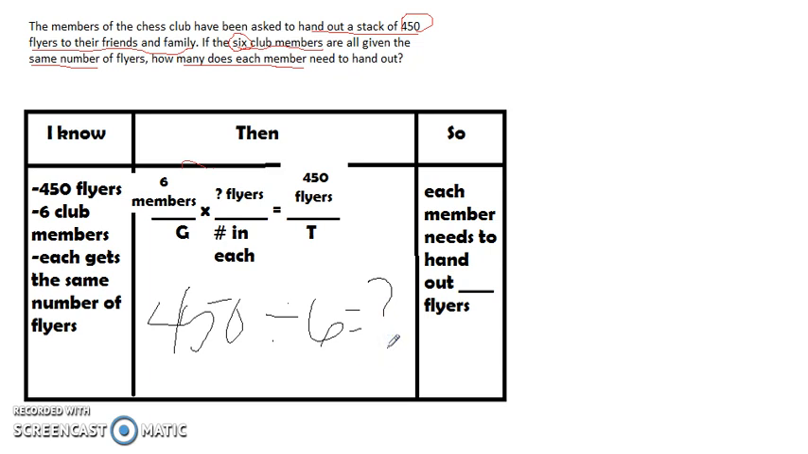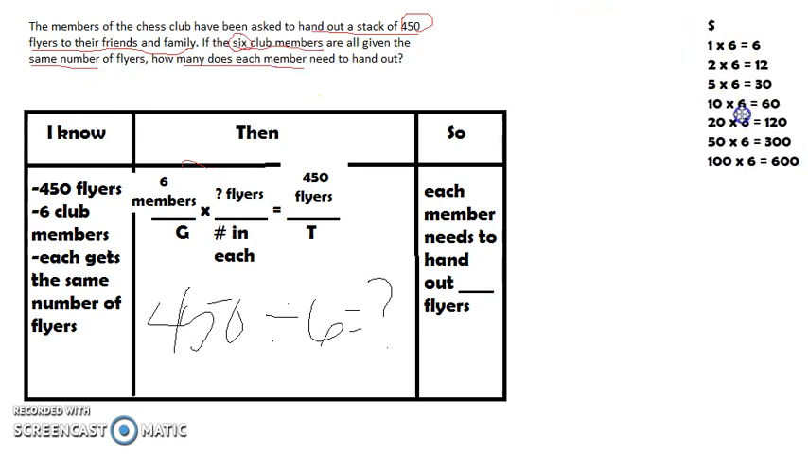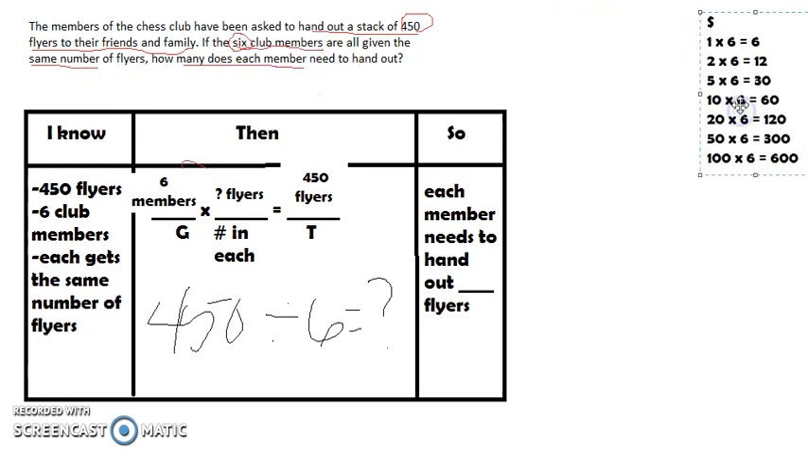Well, in order to divide, we have to go ahead and use the bank method. To use the bank method, I want to go ahead and create my bank of numbers. So I'm going to take 6, my divisor, and multiply it by my friendly numbers of 1, 2, and 5, and keep going until I can no longer take out from my quotient, which is 450.